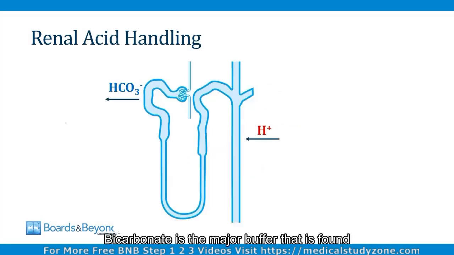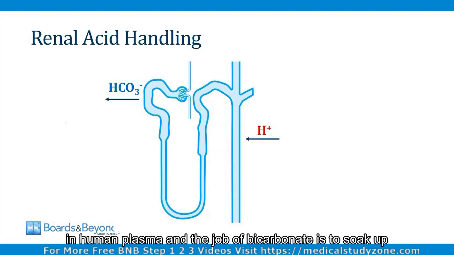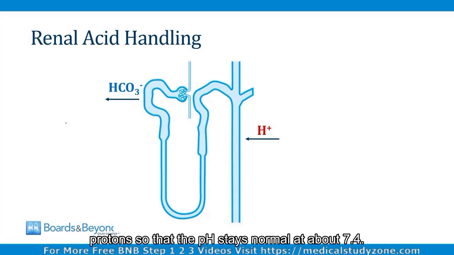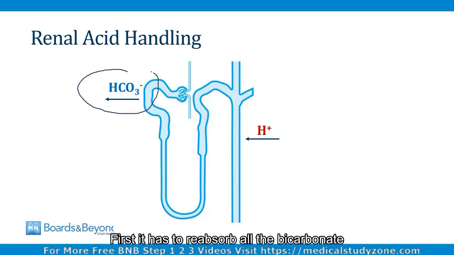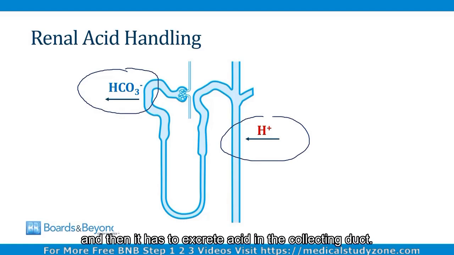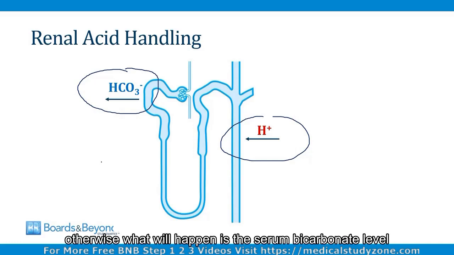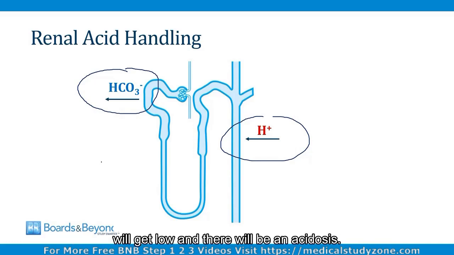Bicarbonate is the major buffer that is found in human plasma, and the job of bicarbonate is to soak up protons so that the pH stays normal at about 7.4. So in order to excrete acid and maintain a normal bicarbonate level, the nephron has to do two things. First, it has to reabsorb all the bicarbonate that is filtered in the proximal tubule, and then it has to excrete acid in the collecting duct. So both of these processes have to work, otherwise what will happen is the serum bicarbonate level will get low and there will be an acidosis.